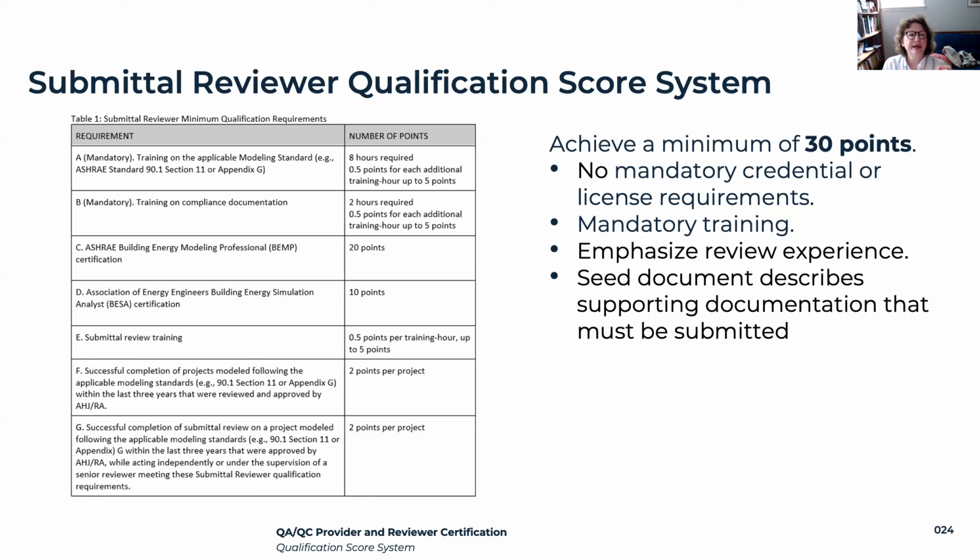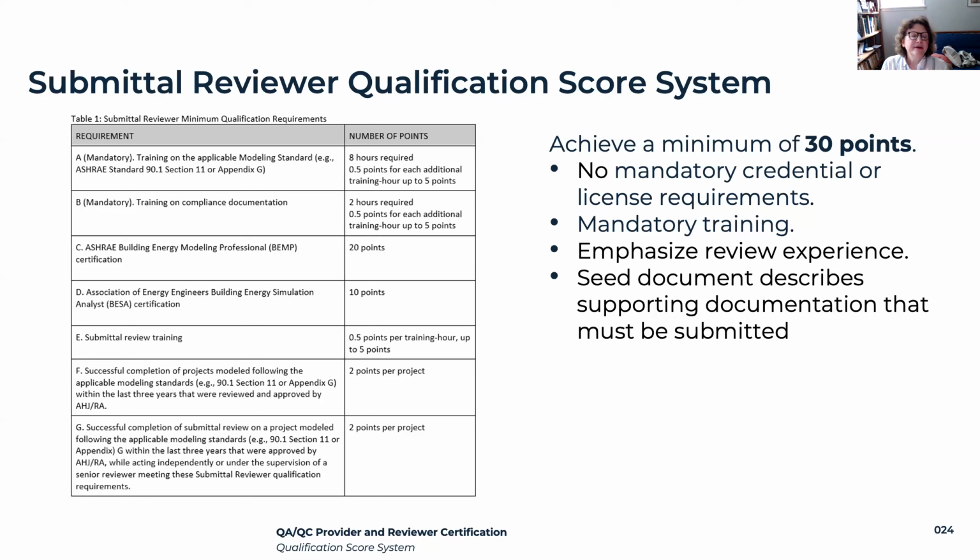So the first accreditation is ESHA BEMP, and this is worth 20 points. And ESHA BEMP requires both relevant experience and passing exams. So that's why we ended up assigning a good number of points to it. And then another accreditation is the BESA accreditation, which I believe has been discontinued, but we still put it on there. Another way to earn points is to take a submittal review training. And the last two categories are for hands-on experience.